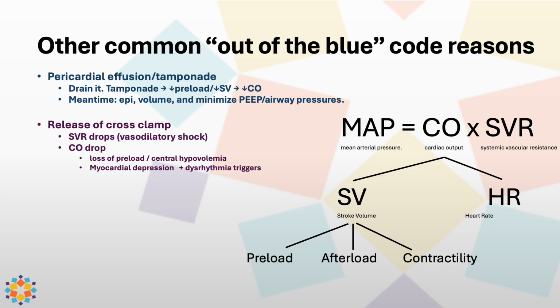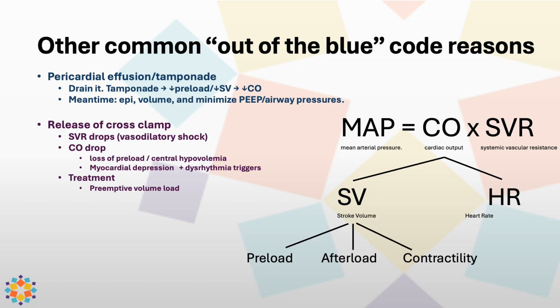So what do we do? Well, you give preload ahead of time. Volume resuscitate that patient aggressively prior to release of cross clamp. Like I said, you can get myocardial depression, you can get electrolyte abnormalities, all dysrhythmia triggers. So you're actually decreasing not only contractility, but you can have wall motion abnormalities from electrolytes or straight up VT. How do we treat it?